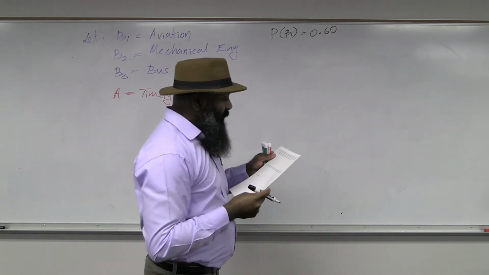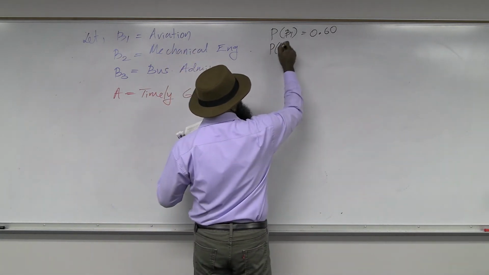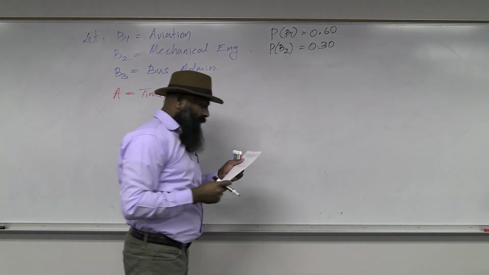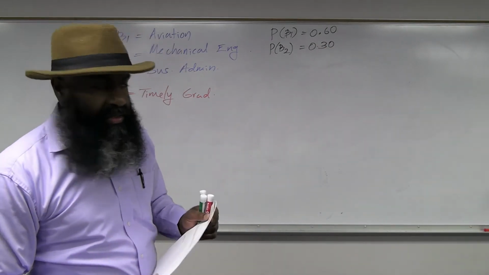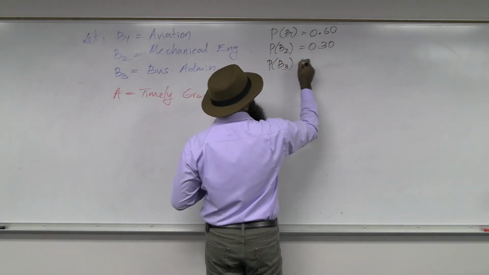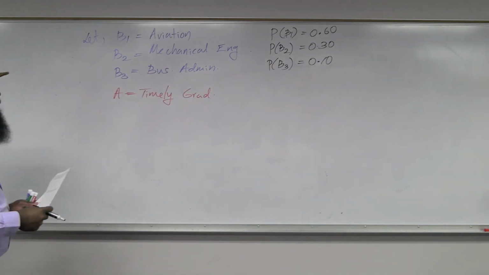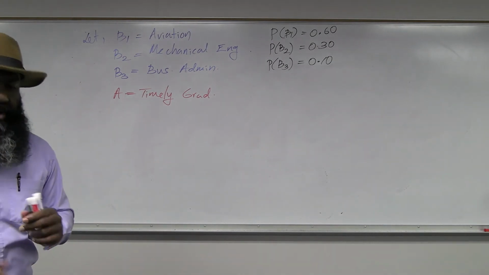And then 30% of the students do mechanical engineering. So PB2 is equal to 0.3 or 0.30. And 10% of the students do business administration. So PB3 is 0.10. And then time to graduation, that information is also given for each of the three departments.